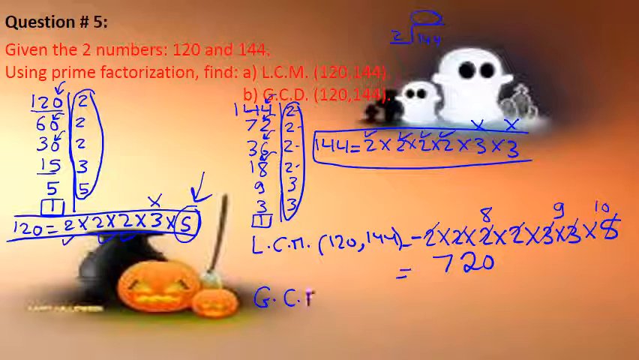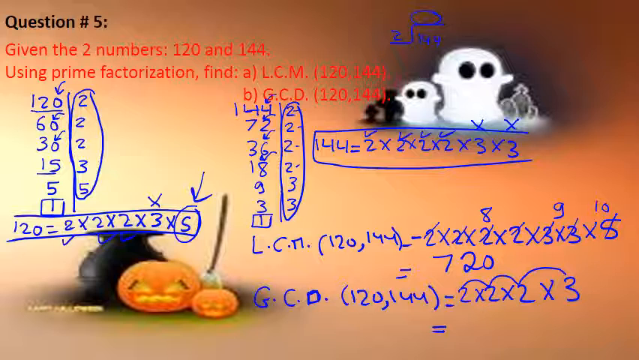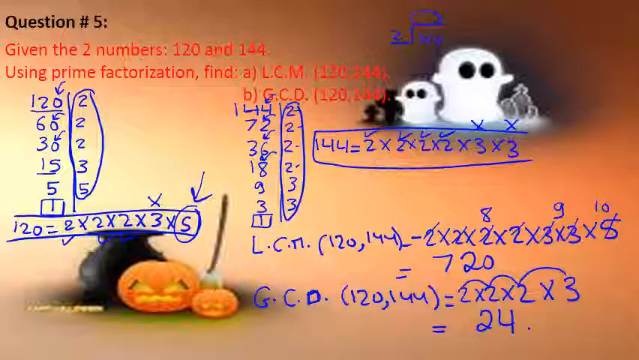Now we should find the GCD of 120 and 144. In the GCD, we should choose the less common prime factors. If we have 2 three times and 2 four times, the less common is 2 three times. If we have 3 one time and 3 two times, we take 3 one time. 5 is not common, we don't take it in the GCD. Now 2 times 2 is 4, times 2 is 8, 8 times 3 is 24. So the GCD of 120 and 144 is 24.